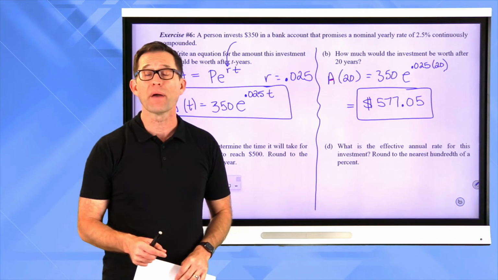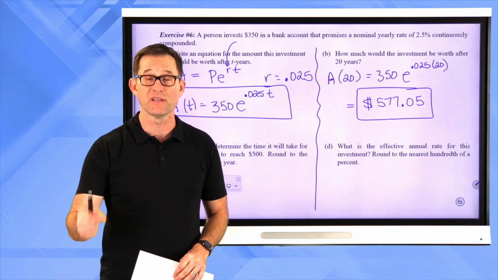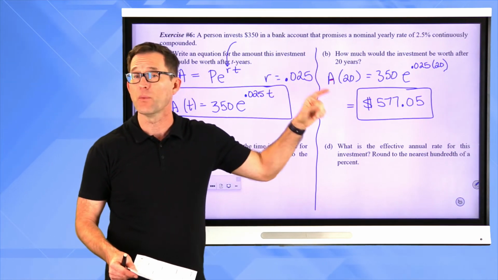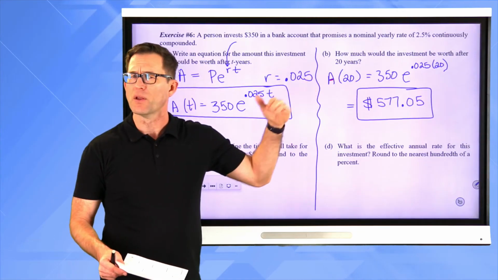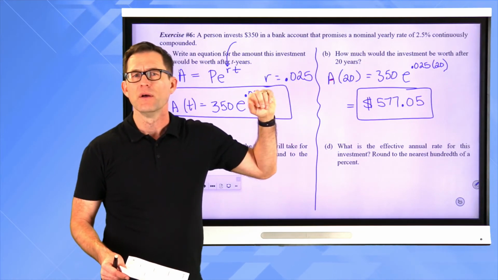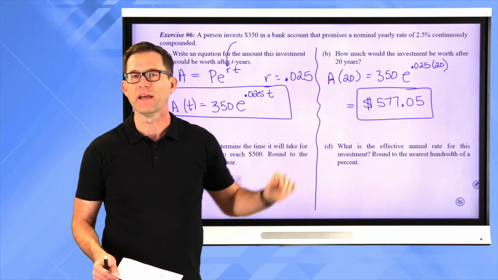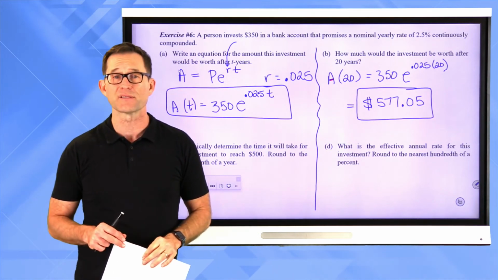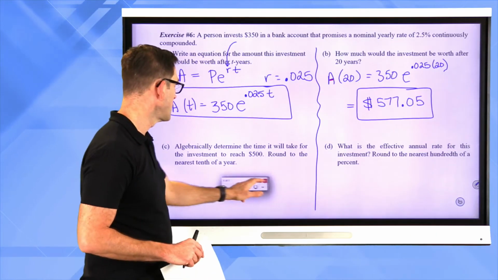And by the way, that's the best you're going to ever do at 2.5% nominal interest. You can't compound any more quickly than continuously. So if we looked at this compounding once a year, it would be less. Quarterly, it would be a little bit more than once per year. Then monthly, daily, etc. This is as good as it's going to get. It's what's called the limiting case. All right, let's take a look at letter C.